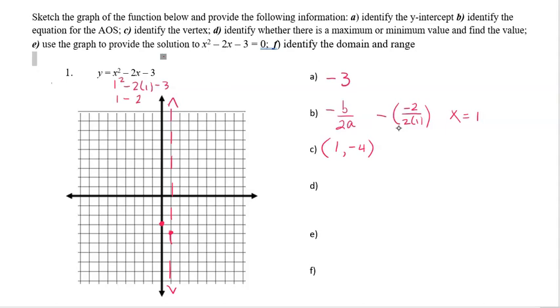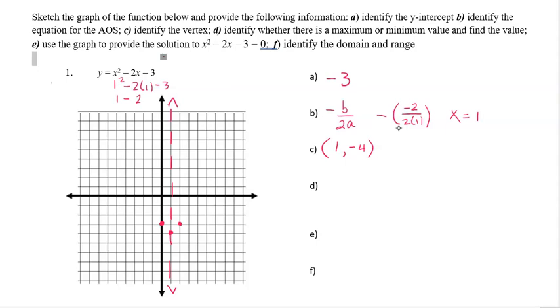And because of symmetry, I can go ahead and match up this y-intercept point. It has a matching point on the other side of the AOS. And now I just need one more point to finish up my graph, and we'll do that in just a second. We'll just go ahead and work through our letters.